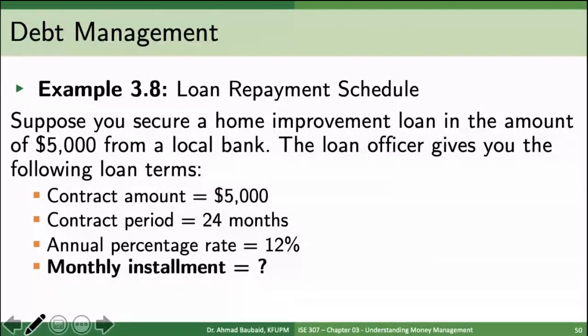So now let's look at an example. So let's look at what actually happens in a loan when you take out a loan. Suppose you want a loan to improve your house, right? It's a home improvement loan. And you take out $5,000 from the local bank, and the bank tells you these are the terms of the loan, these are the conditions. I'm going to give you $5,000, so this is the contract amount, and you're supposed to be paying it back over 24 months. And your APR, remember, APR is nominal, so this is your R, it's 12%.